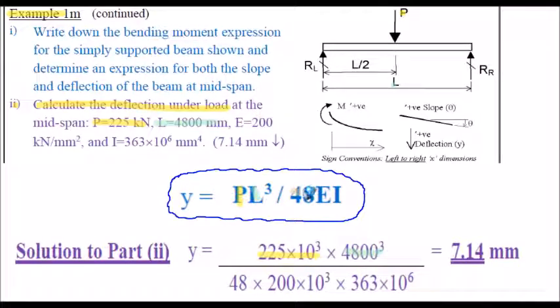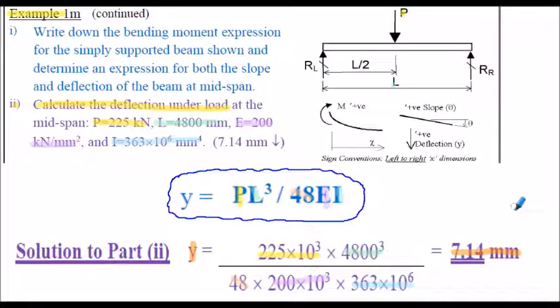That's divided by 48, multiplied by the E. The E is 200 kilonewtons per millimeter squared, so my E value is 200 times 10 to the 3. And I'm also given the I value, which is the second area moment value, 363 times 10 to the 6 millimeters to the 4. So that's the I value here, which I've put into my equation. That evaluates to give me a deflection under the load at the midspan of 7.14 millimeters.